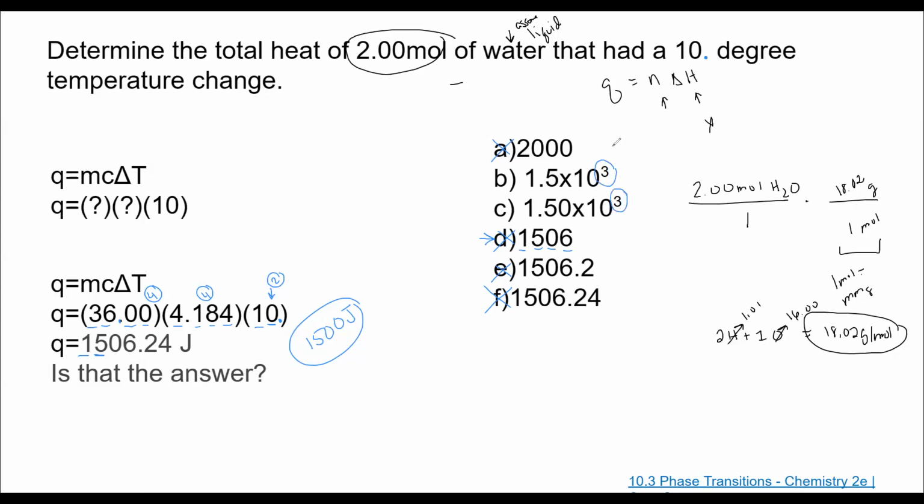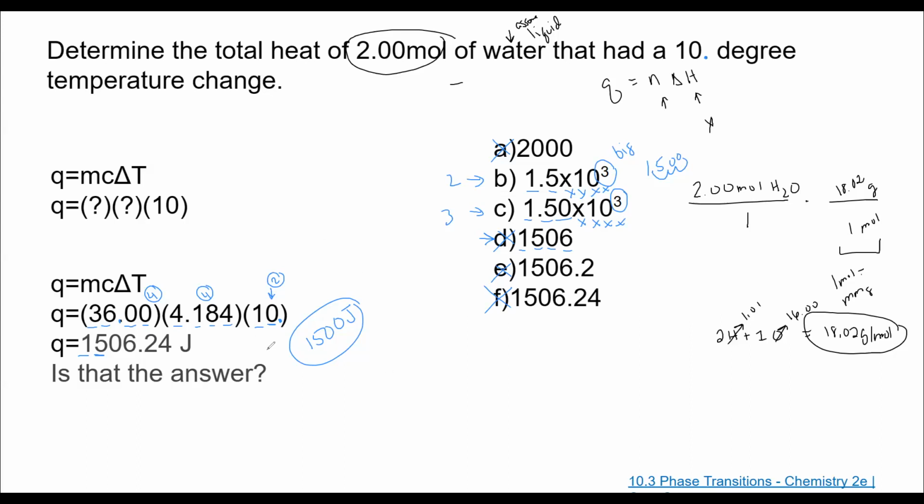Exponents are positive, which means we're making bigger numbers, so our hops are going to go to the right. 1.5 with 3 hops: 1, 2, 3. That's 1500. Both of these are 1500. Oh, sig figs. 2 sig figs in this one, 3 sig figs in that one, because you don't count the sig figs after the x. Okay, so our answer in this case would be B.